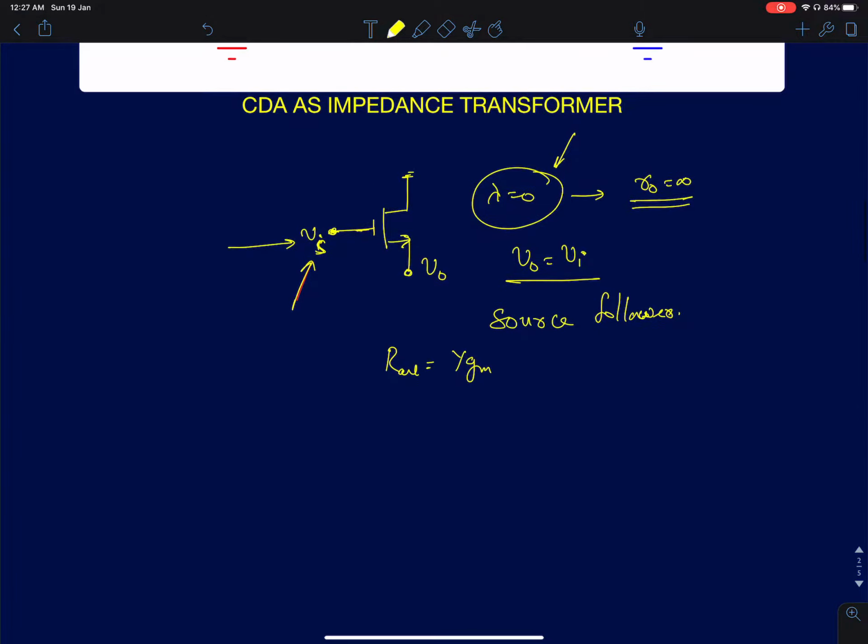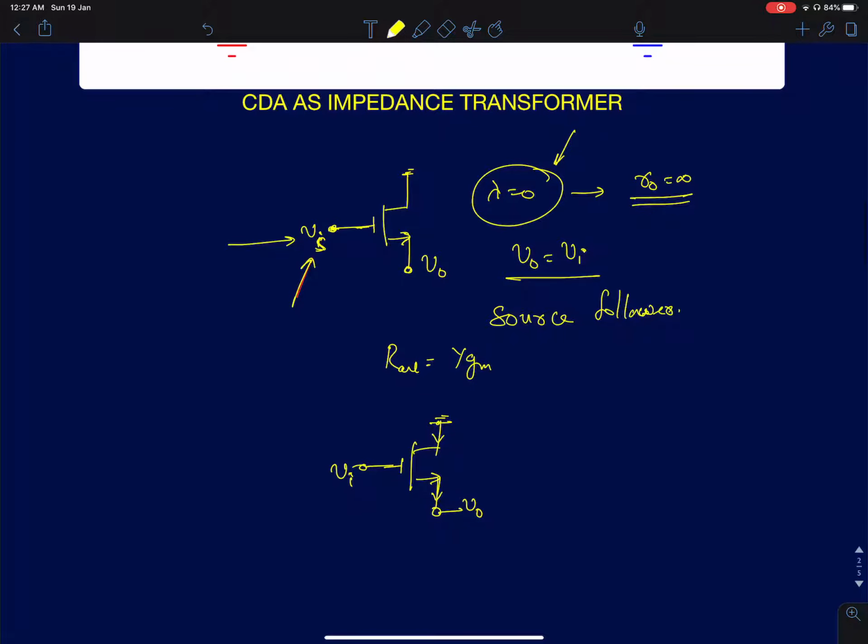If you assume R0 is infinity, now when you're applying the input at the gate and output is at the source, now if you see, since your source terminal is open, no current can flow through this device. The drain current is 0. So which means GM VGS is 0.